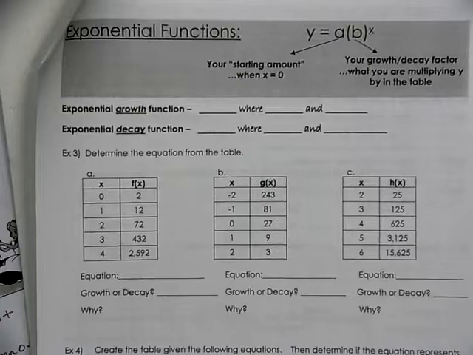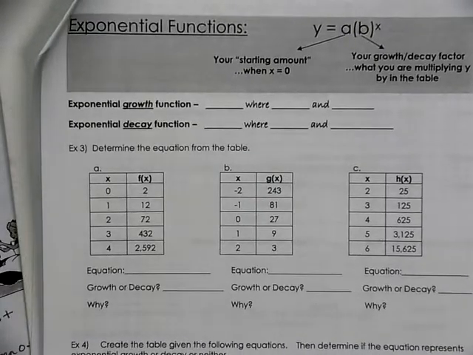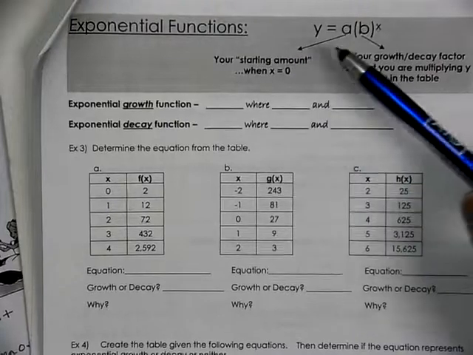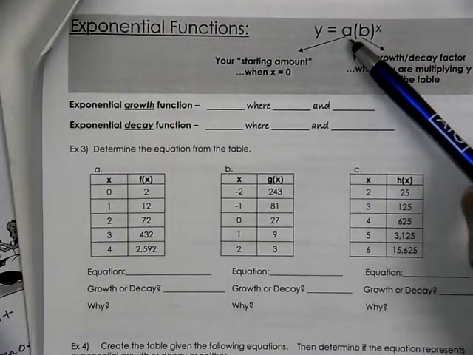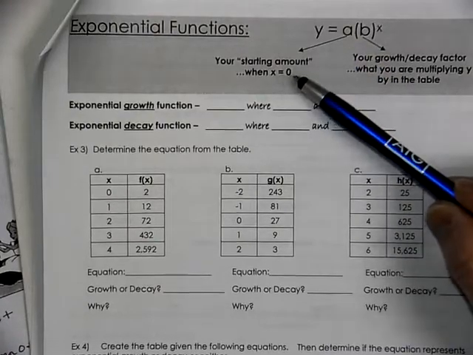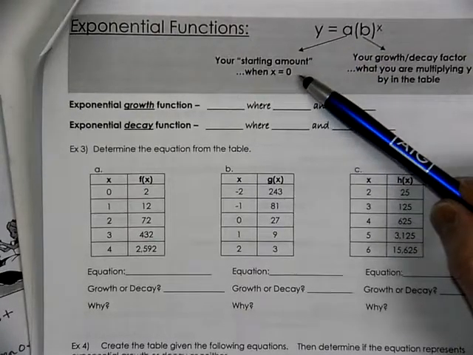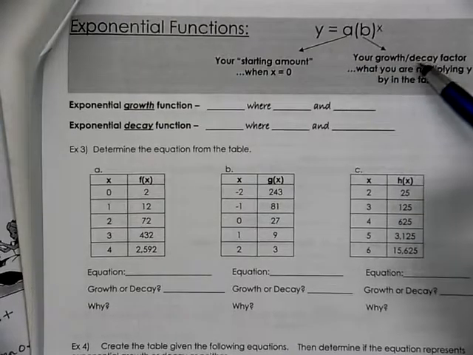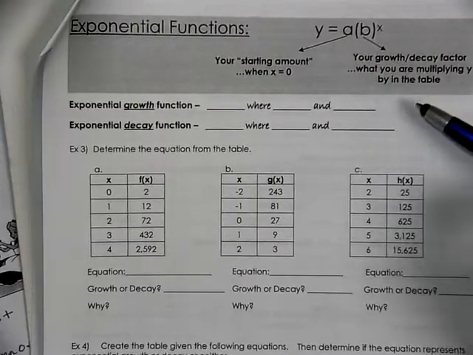We do have a third side. It kind of just reinforces things that we've already talked about. We have our exponential functions, which is using this format. The A value is your starting amount when x is 0, and the B value helps determine your growth or decay factor.